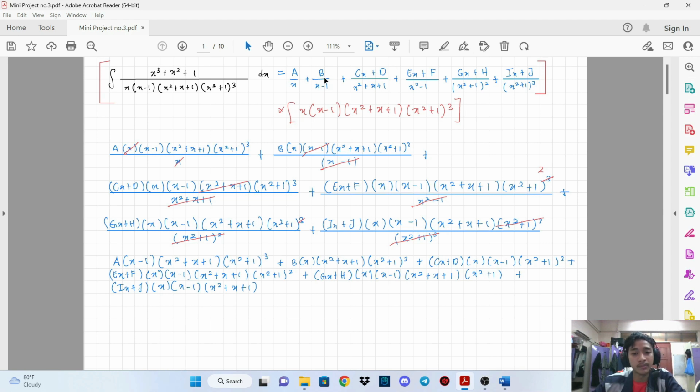For this question, we use partial fractions, where we divide into 6 parts: a over x plus b over x minus 1 plus cx plus d over x squared plus x plus 1 plus ex plus f over x squared minus 1 plus gx plus h over x squared plus 1 squared plus ix plus j over x squared plus 1 cubed. And then we make sure the denominators are the same. So we multiply this denominator with this part, and then we get this equation.